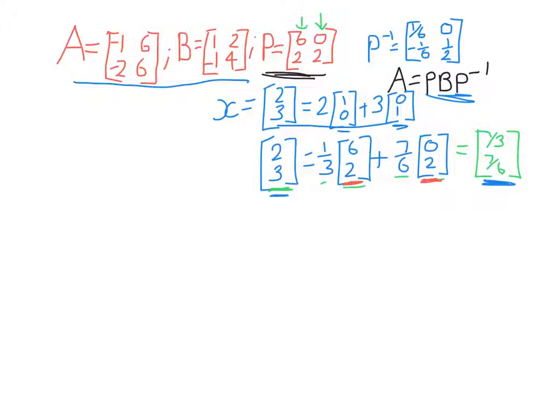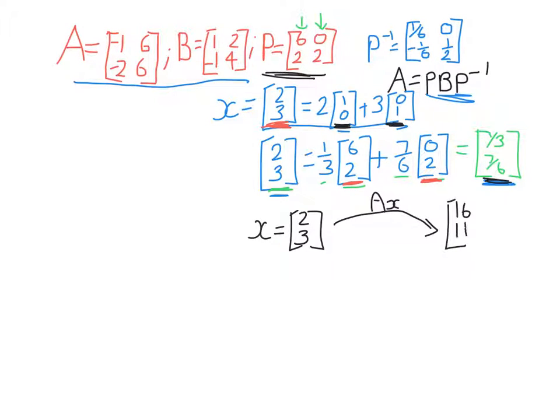So what we're saying here is that A acts on this vector in the same way that B acts on this vector. So let's have a look at that. Let's say I have my vector X equals (2, 3) as normal, 2 times the first standard basis vector for R2 plus 3 times the second standard basis vector. If I multiply that by A, I just do normal matrix multiplication, and I get AX equal to (16, 14).